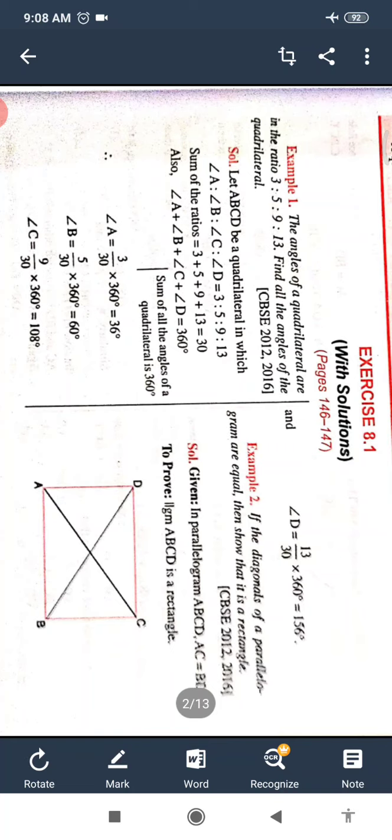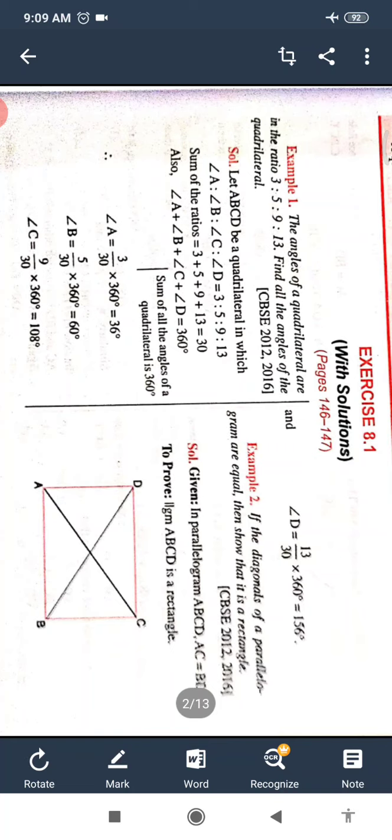Solution: given, in parallelogram ABCD, AC equal to BD. See the figure; draw the figure in your notebook. What are AC and BD? Very good, diagonals. AC and BD are diagonals. These two are equal, then this parallelogram will be a rectangle. That is what we have to prove.